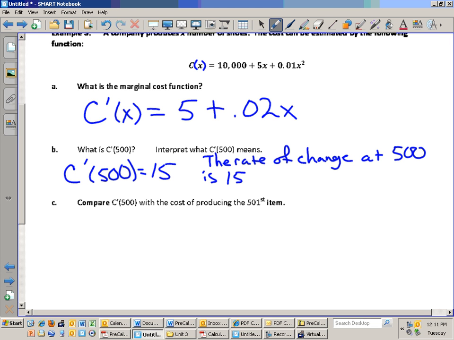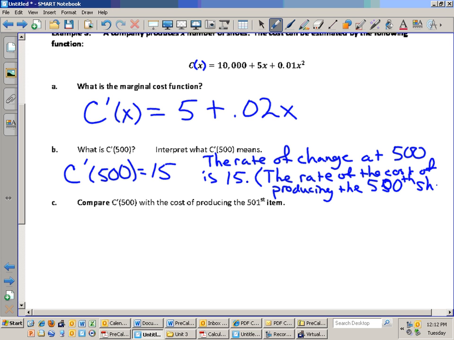the rate of change at 500 is 15, which means the rate of the cost of producing the 500th shoe is $15.